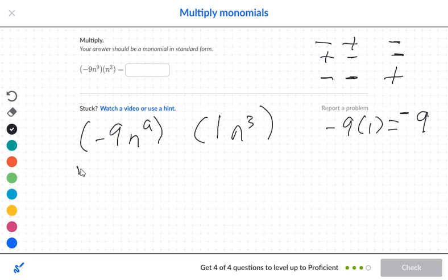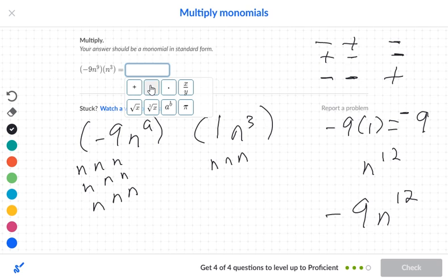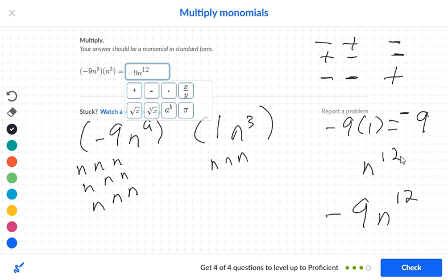Now let's take a look at what our letter is going to be. So we're going to have 9 n's here. We can write out our 9 n's, and we can write out our 3 n's. Now we can count this up. 1, 2, 3, 4, 5, 6, 7, 8, 9, 10, 11, 12. So we have n to the 12th. Now we can put it all together. So that becomes negative 9 n to the 12th. So we come over here, press the negative sign, press the 9, press the letter n, but use your AB key and type in 12. So let's check our answer.